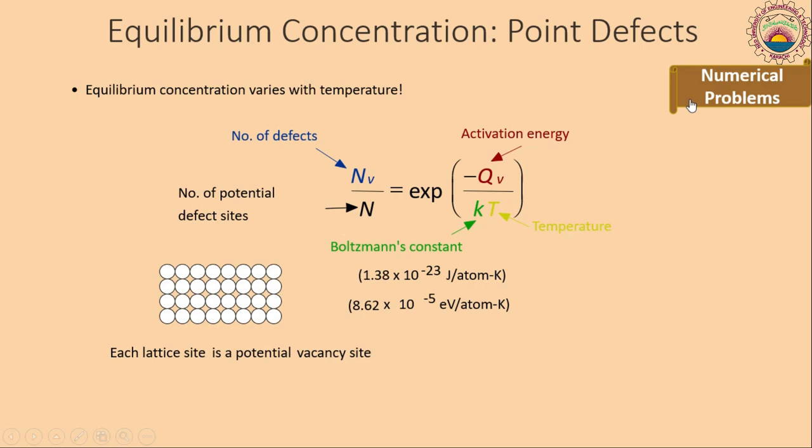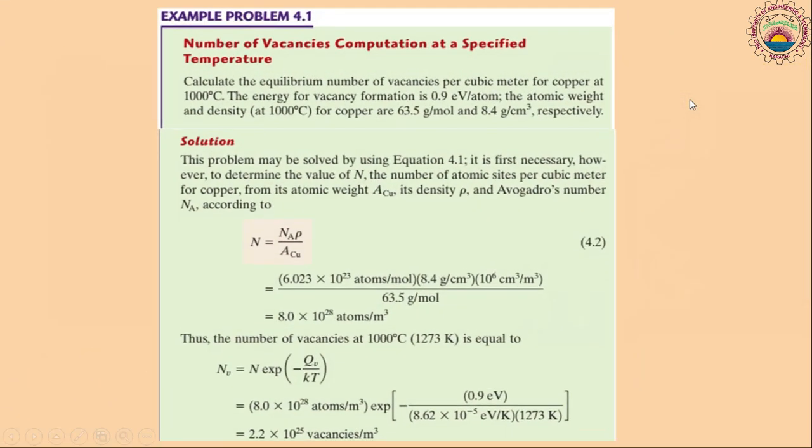Just have a go through a solved example of your book, that is 4.1. Calculate the equilibrium number of vacancies per cubic meter for copper at 1000 degrees centigrade. The energy for vacancy formation is 0.9 electron volt per atom, that is the value of the activation energy. The atomic weight and density at 1000 degrees centigrade for copper are 63.5 grams per mole and 8.4 grams per centimeter cube respectively. So these are the atomic weight and the density of the copper.